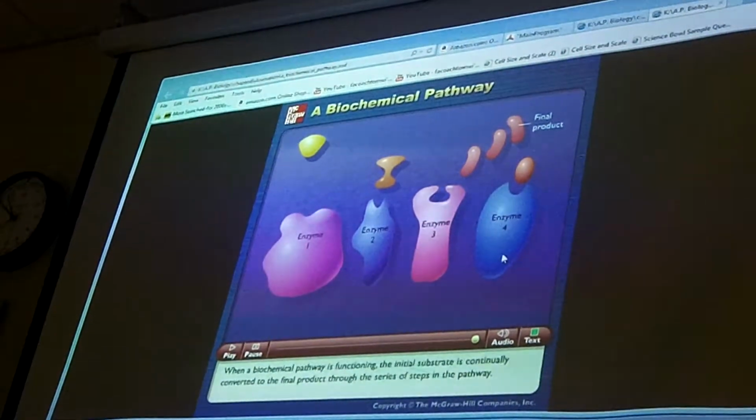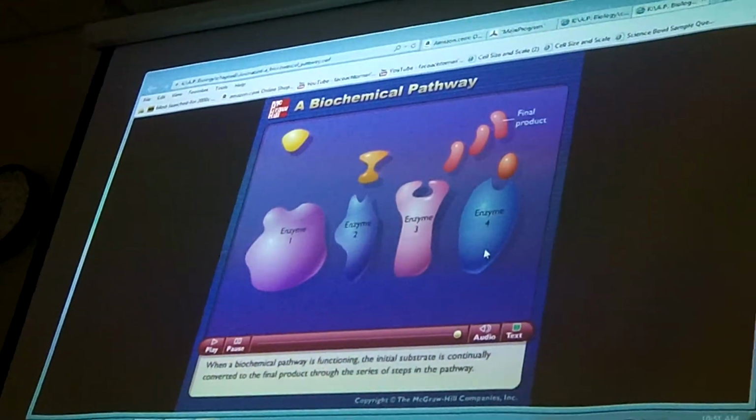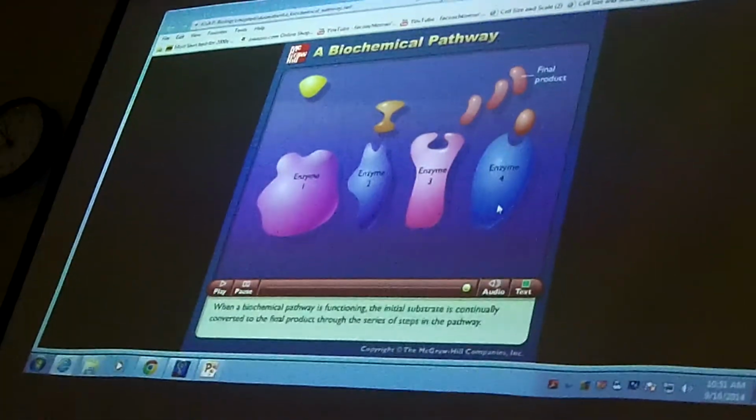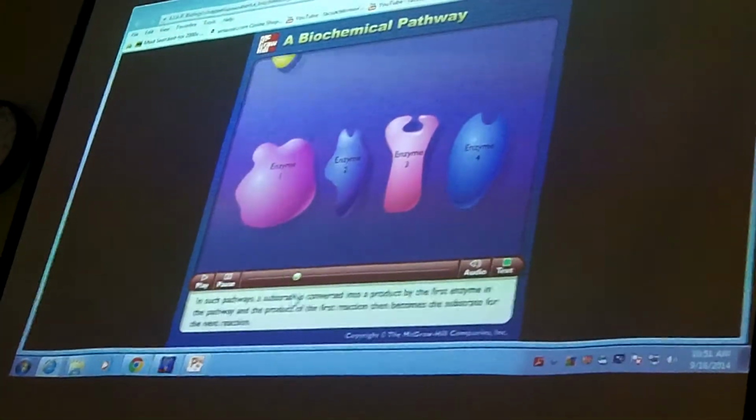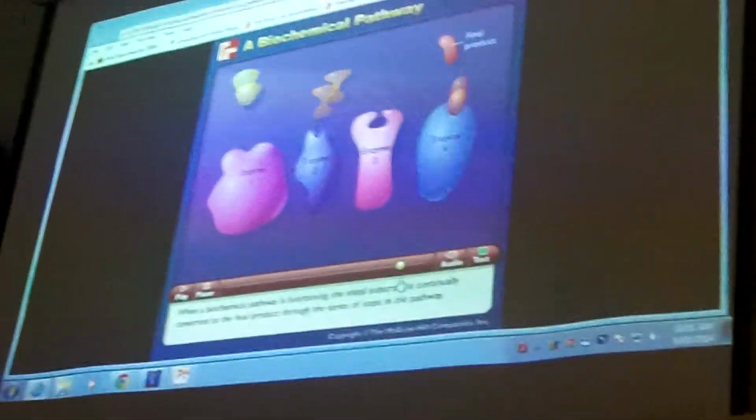So the Golgi apparatus is like the enzyme. But enzymes are inside the Golgi. But isn't that just one reactant? Yeah, but it could be more than one. This is just showing you the simplest way it happens, but more than one reactant could come in to form the final product.